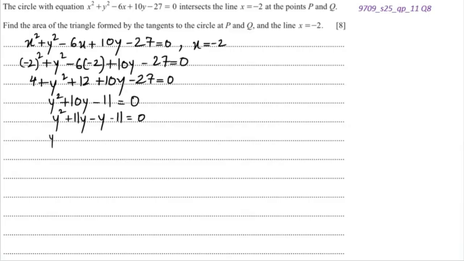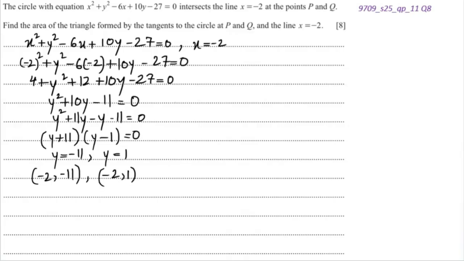So let's factorize this. One of them is going to be y plus 11, and the other one is going to be y minus 1 equals 0. So y is either negative 11 or y is positive 1. So my coordinates are minus 2, minus 11, or minus 2, positive 1. Any one of them can be P or Q. It doesn't matter. So these are P and Q.